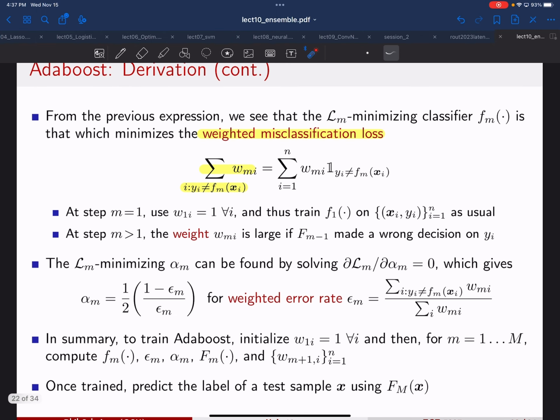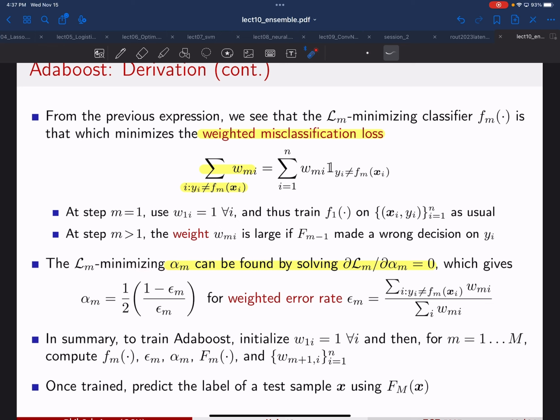Okay, so that's essentially how we can go through and design the classifier at every stage. Now, the other thing we have to design are these scalar weights alpha m, but that actually is pretty straightforward. We can just take the derivative with respect to alpha m, set it to 0, and solve for alpha m, just like we've been doing all semester.